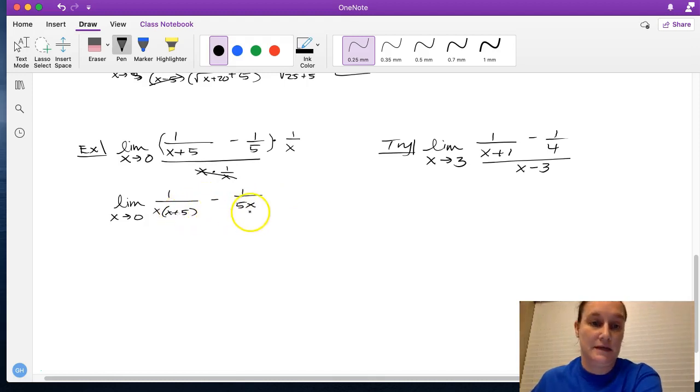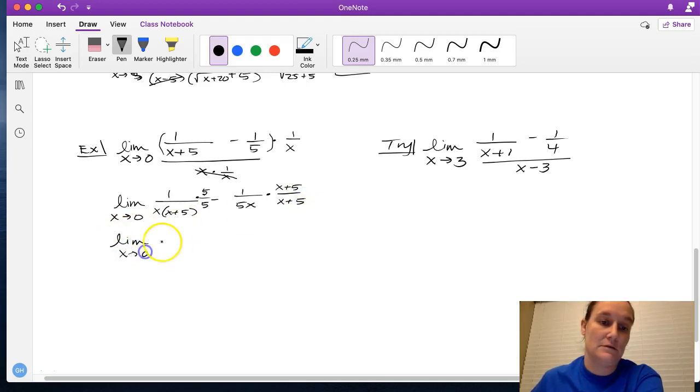All right, then we want to get a common denominator. So if we look at our denominators right now, we have an x in both of them, right? We have a 5 in this one and an x plus 5 in this one. So I need to multiply this one by 5 over 5, and I need to multiply this one by x plus 5 over x plus 5. So I'm going to do the limit as x goes to 0 of 5 over 5x times x plus 5. And then I'm going to have x plus 5 in this numerator and 5x times x plus 5.